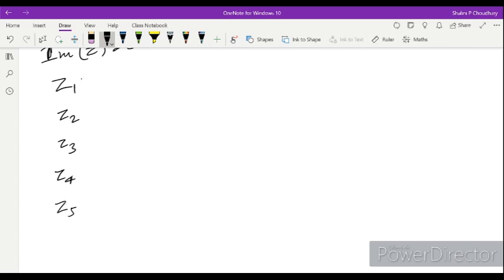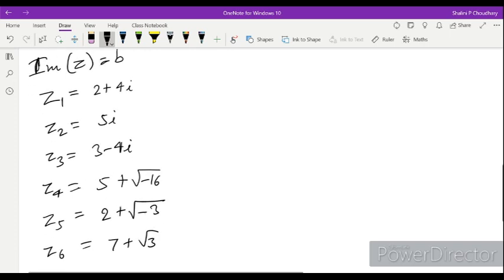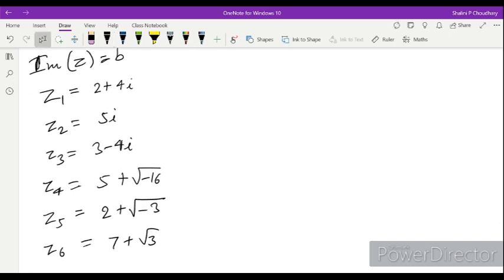Let us take some complex numbers like 2 plus 4i, 5i, 3 minus 4i, 5 plus square root of minus 16 if we write in this form, or 2 plus square root of minus 3, and z6 we take one more, 7 plus root 3. So how will we find out? Now we have to find out the real and imaginary parts.